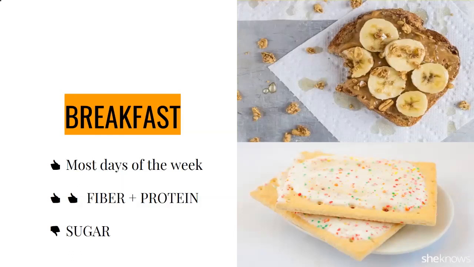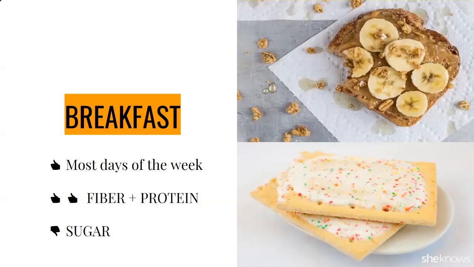So if we look at the pictures on the screen, the top picture, we have a piece of what looks like wheat bread with some peanut butter, a sliced banana, and maybe a small amount of granola sprinkled on it. So our wheat bread provides us carbohydrates and some fiber. The peanut butter provides protein, and then the banana provides some natural sugars and carbohydrates as well. So we're getting all of those 3 macronutrients because the peanut butter also contains healthy fats.